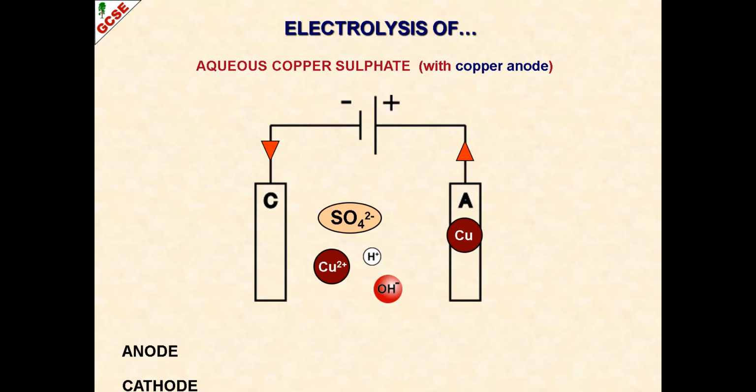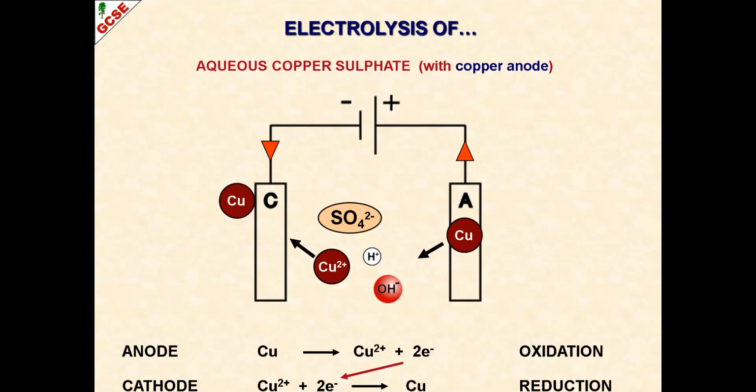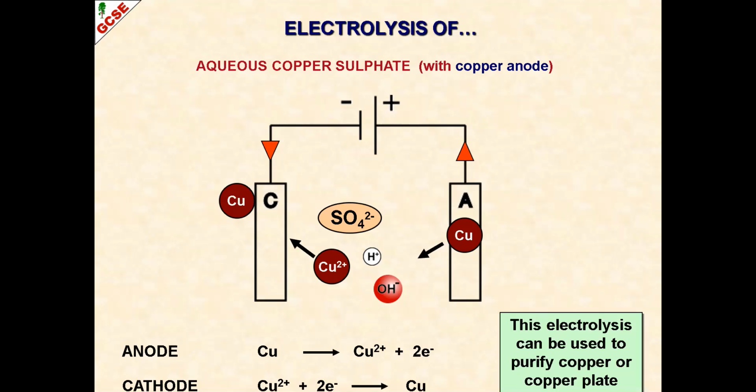Electroplating is the process of depositing a layer of metal on another substance using electrolysis. These are the ionic equations. Only copper gains or loses electrons here in the electrolysis of aqueous copper sulfate, and this can be used to purify copper from copper plated objects.